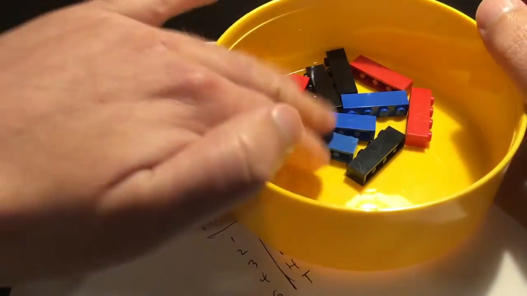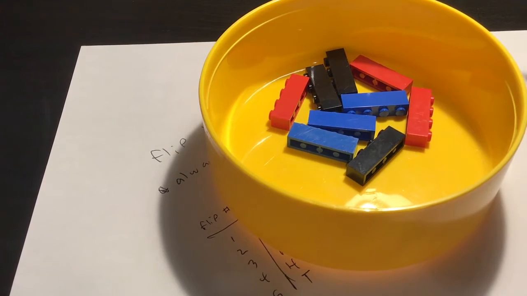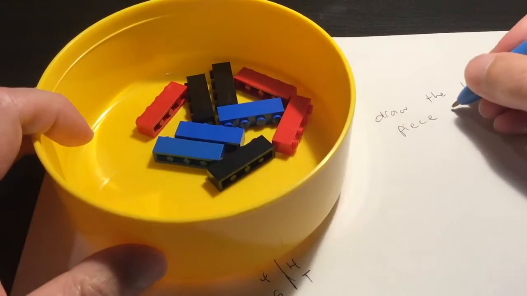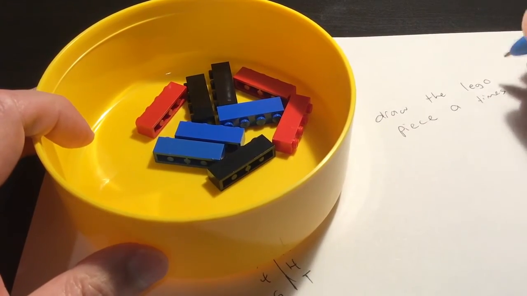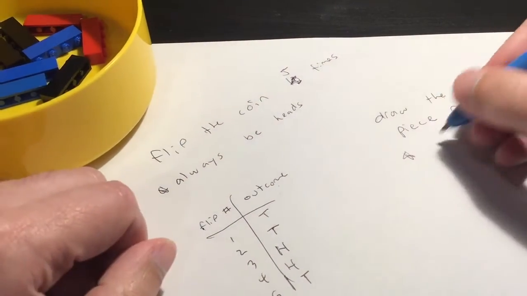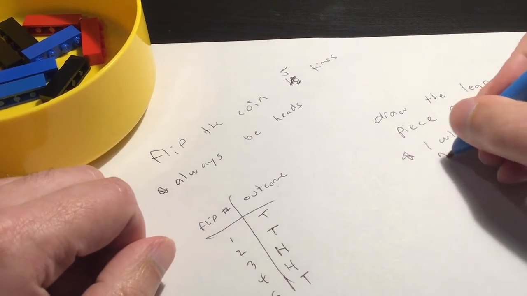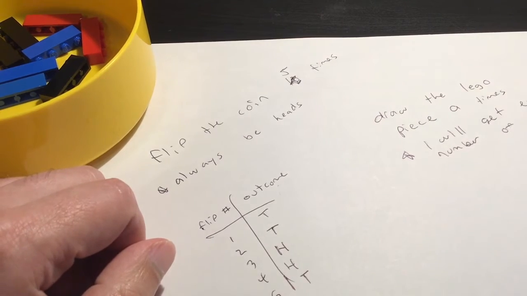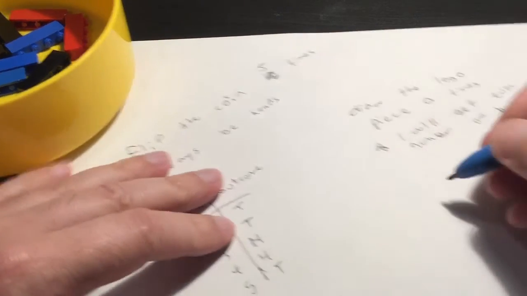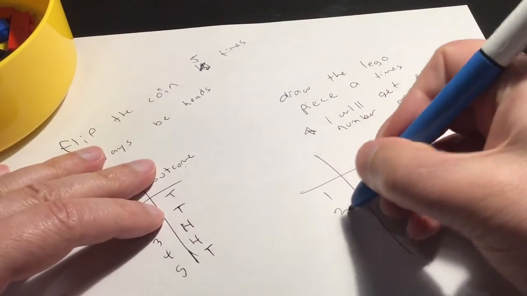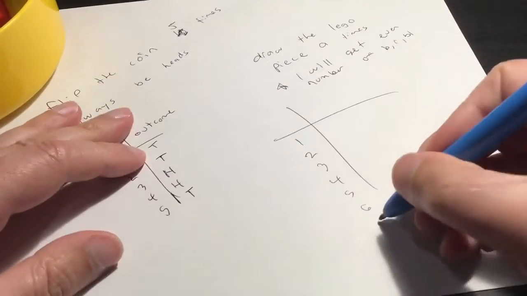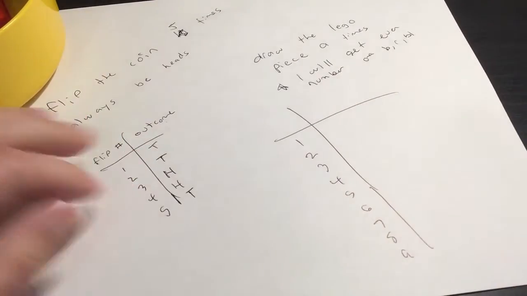So my prediction is, this time I'll do a real prediction. So I predict that, how many draws should I do? Let's say 9. Hey, there's 9 pieces. So draw the Lego piece 9 times. And I predict that I will get an even number of blue, red, black. Okay, so 9 draws. 1, 2, 3, 4, 5, 6, 7, 8, 9. Okay, and here we go.